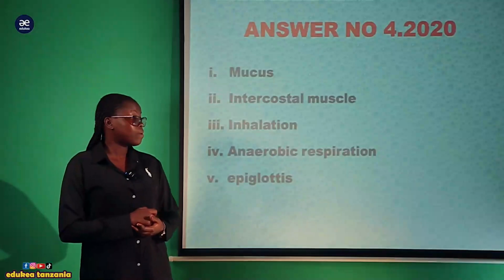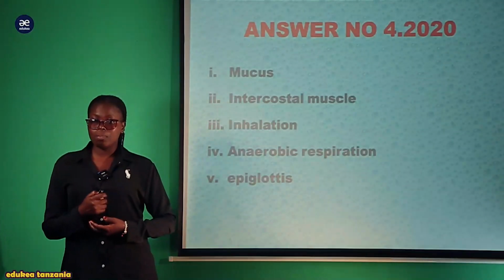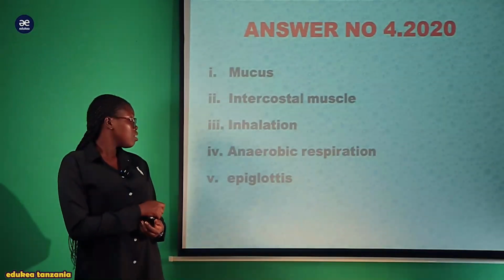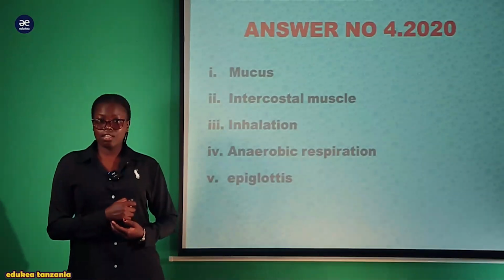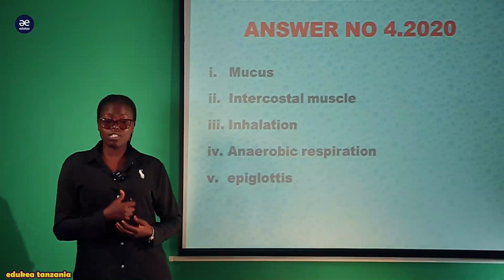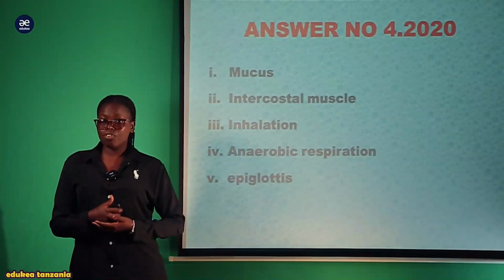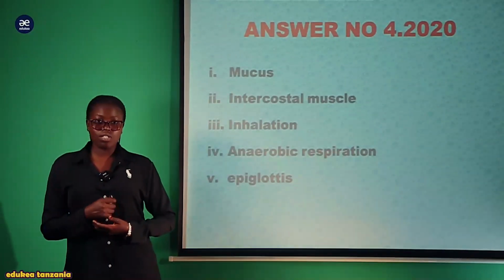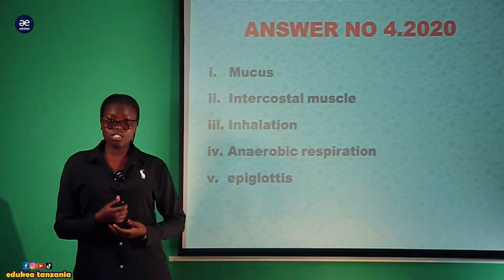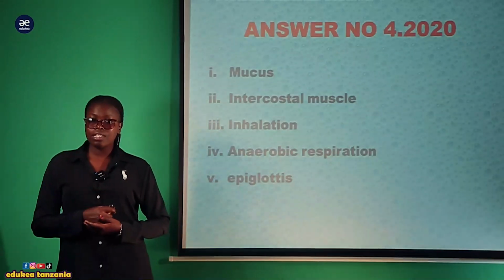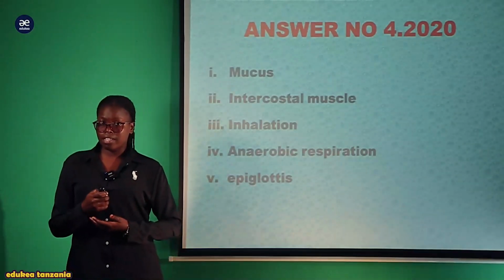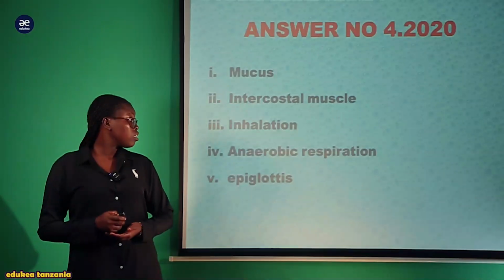So the answer for Roman 1, ile fluid material, sticky material katika nose ni mucus. The muscles found in the ribs are the intercostal muscles. Roman 3, the process of taking air into the lungs is inhalation. Roman 4, the process of breaking down food in the absence of oxygen is anaerobic respiration. The last one is epiglottis, the structure which prevents food from entering the trachea during swallowing.